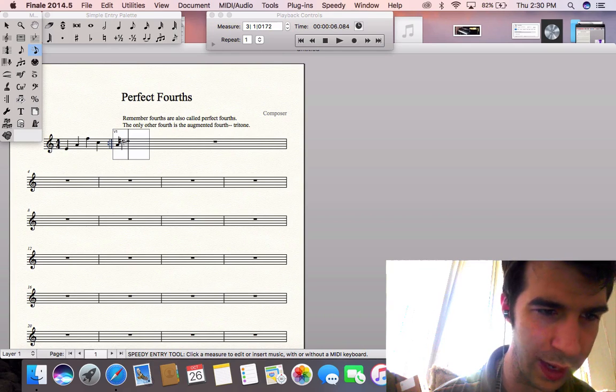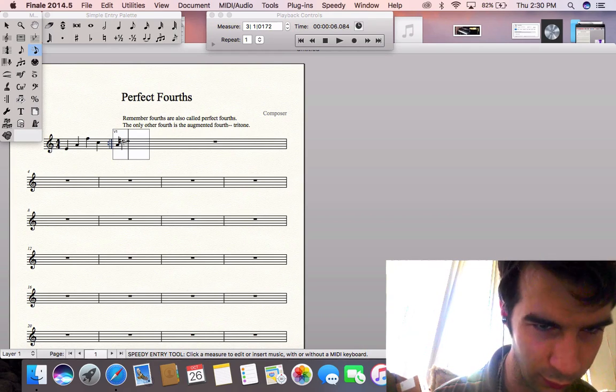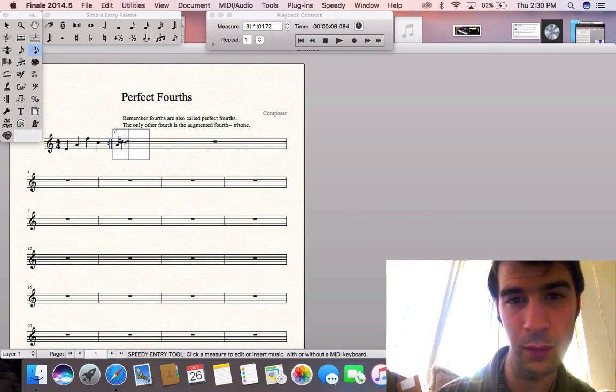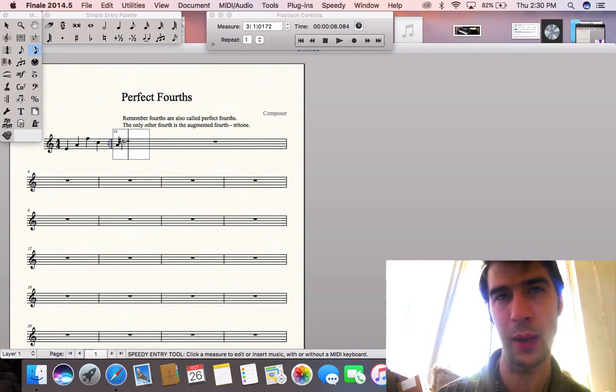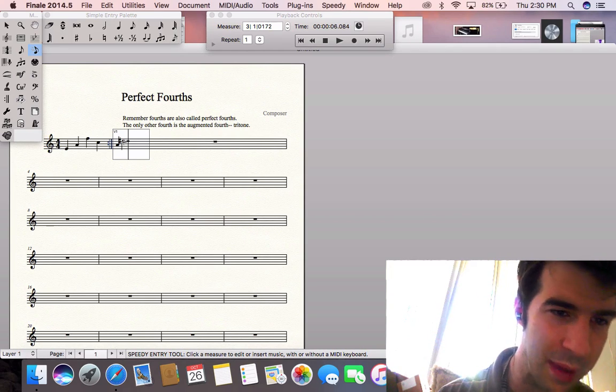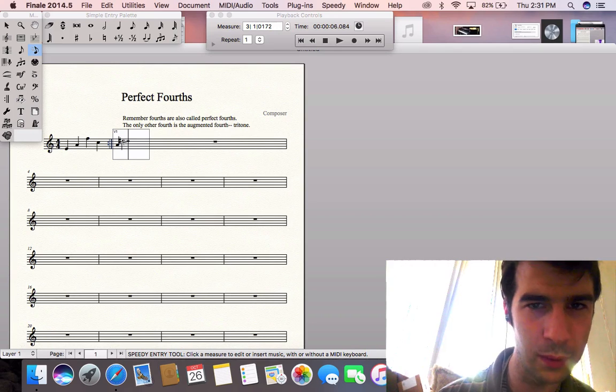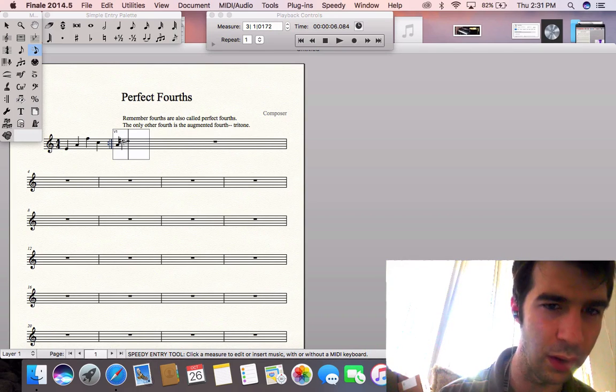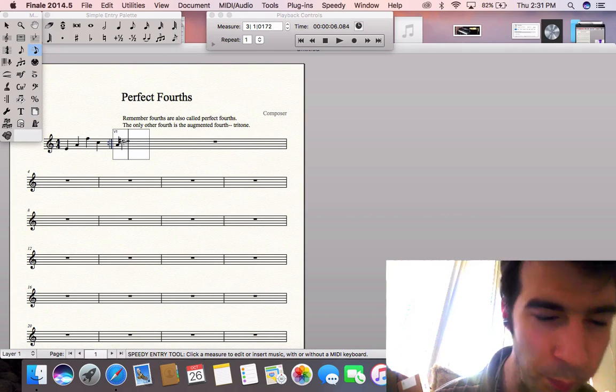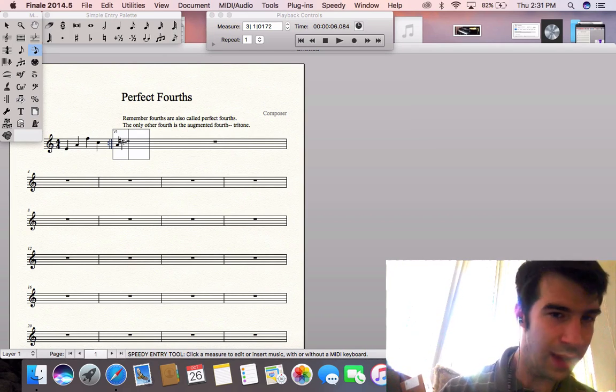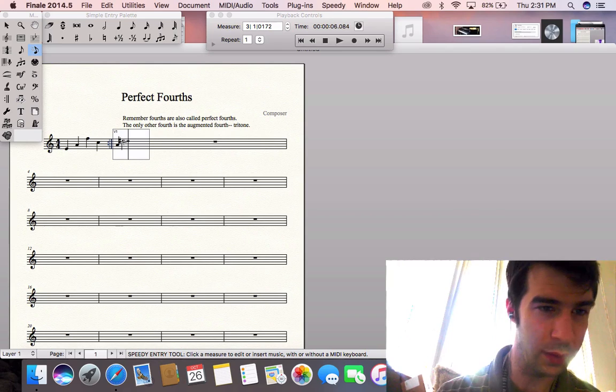You would usually have A to D be a perfect fourth, but since the D is sharped, it automatically goes up a half step, which would mean, in terms of spelling, it's still a D, but it's sharped. And that would mean that it's an augmented fourth, which is kind of fudged a little bit. So that is basically what perfect fourths and augmented fourths are.